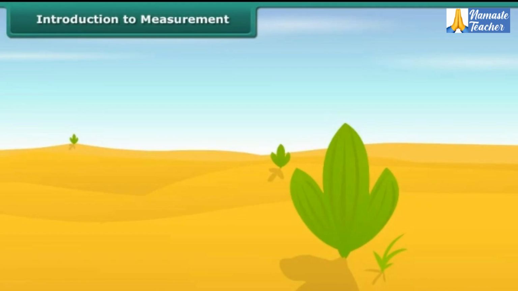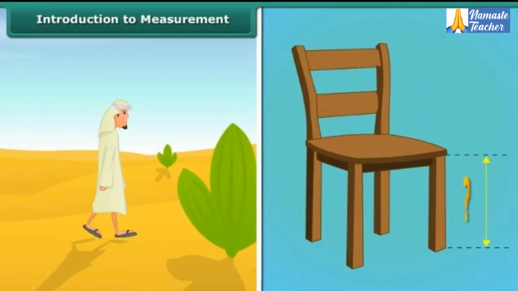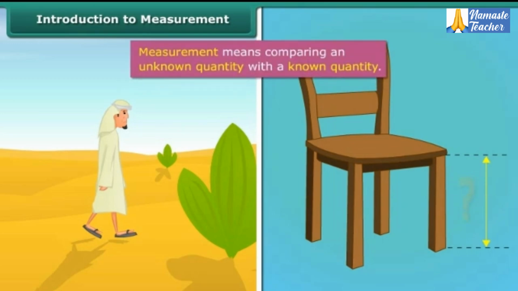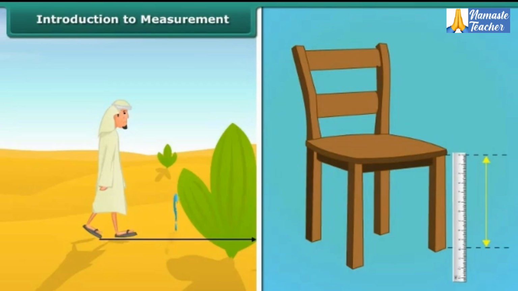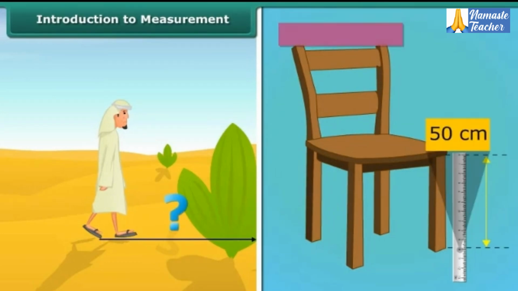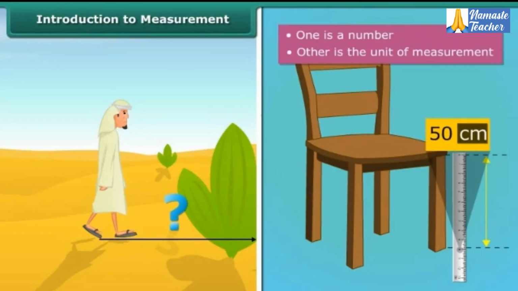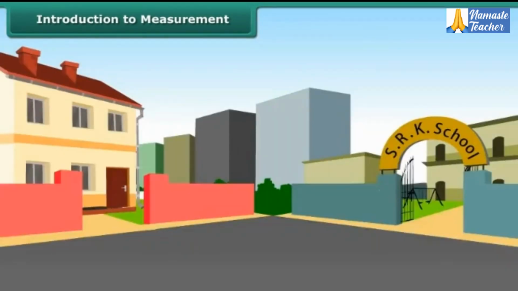Introduction to measurement. Do you know how people know how much they have traveled or how much is the length of a leg of a chair? This is done by using a term called measurement. Measurement means comparing an unknown quantity with a known quantity. The known fixed quantity is called a unit. When you derive the results of this calculation, you get the measurement in two parts. One is a number and the other is the unit of the measurement. You can also calculate the distance of one place to another. For example, the distance from school to your house.